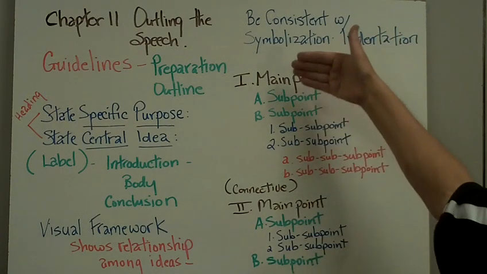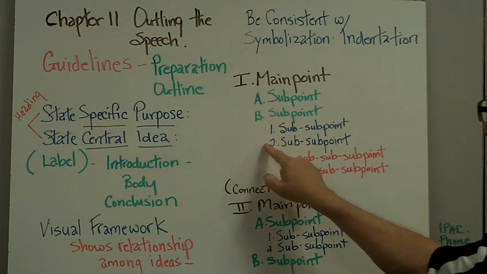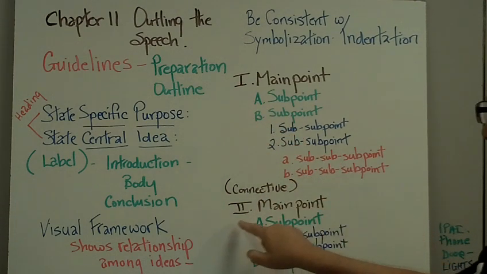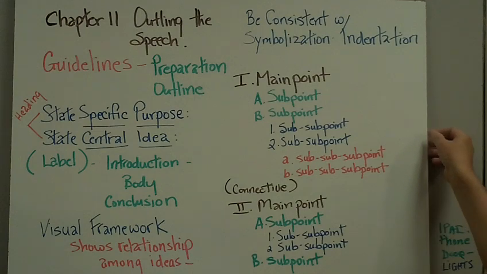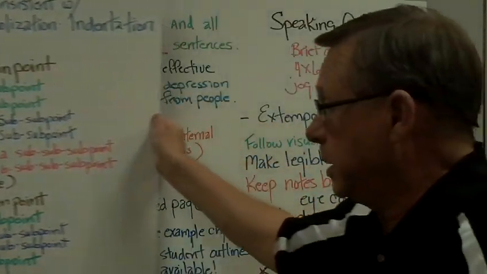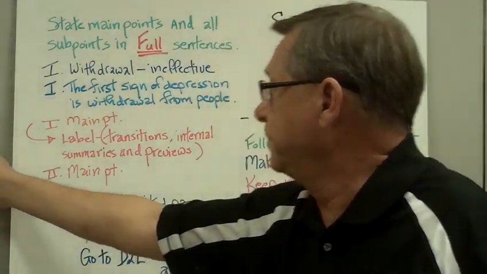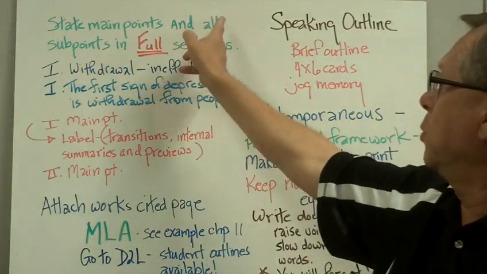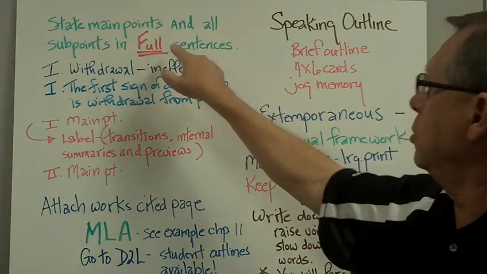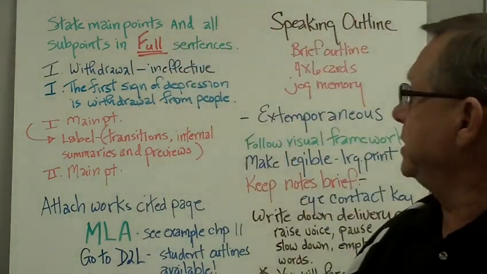Class, this is the symbolization with equal indentation for all of the parts. You can see how they're indented here. Please do that precisely. You will be graded on indentation and symbolization as well as the wording. Please note that we state the main points and all subpoints in full sentences. Subject, verb, object, a complete sentence.